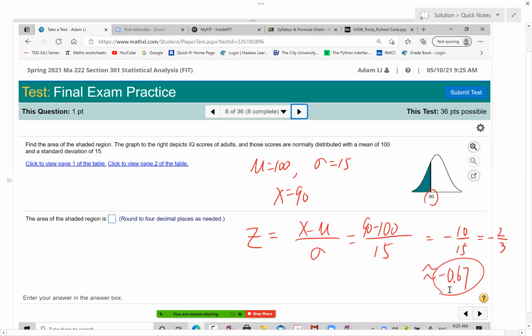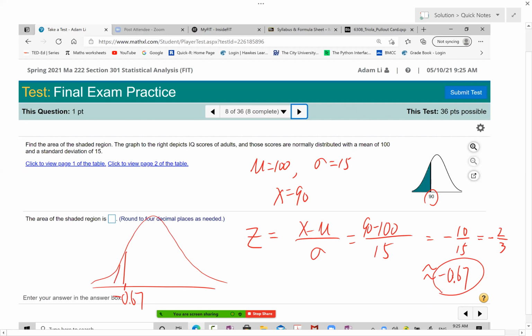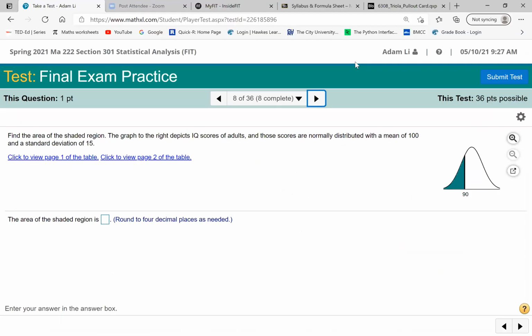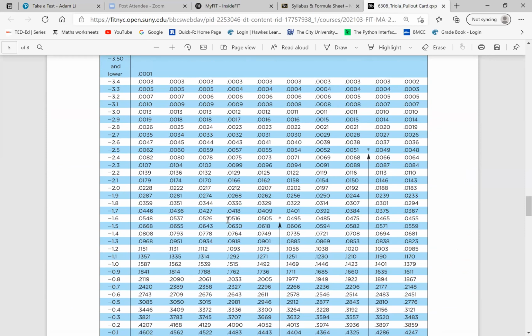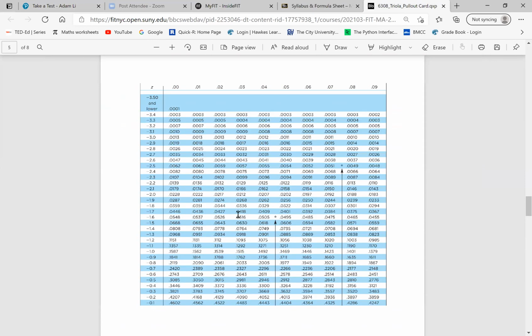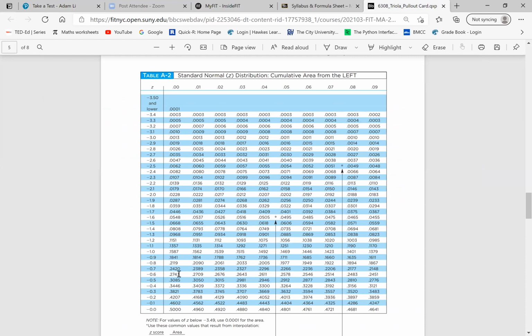So now we're going to use that number. So this becomes a normal curve, or standard normal curve, with a z-score here. The z-score corresponding with 90 will be negative 0.67, and we want the area to the left. Go to table A2, and let's look for the corresponding area for negative 0.67. So negative numbers are on the first page. Here you go. So negative 0.6 right here.